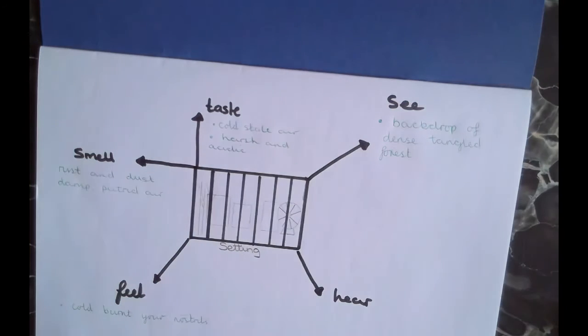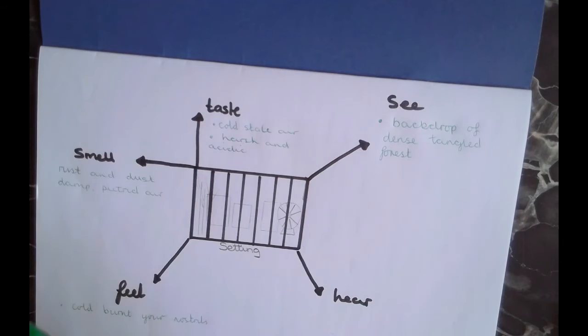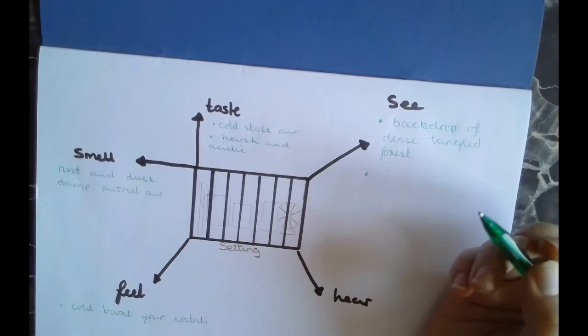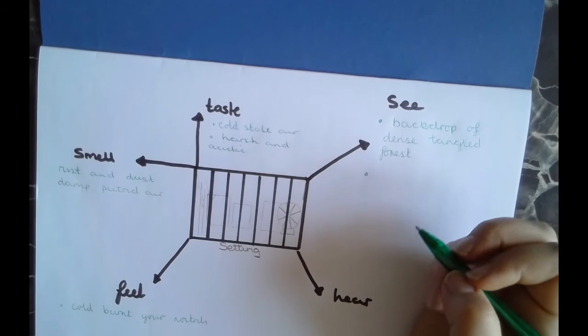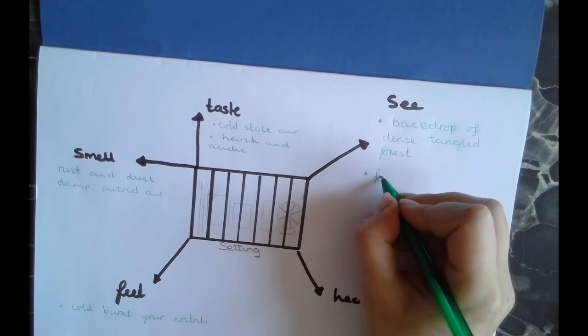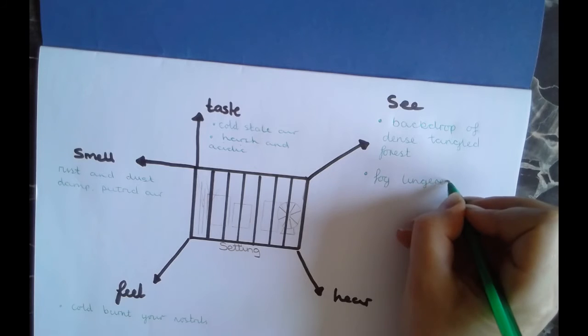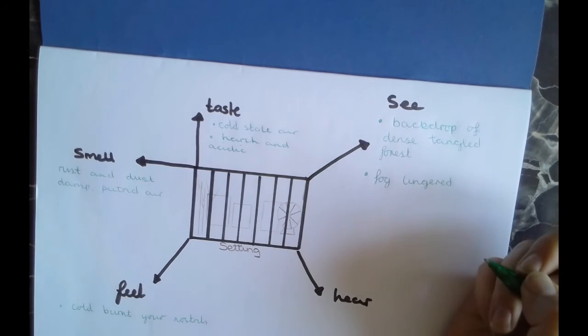And what else have we got? It's black and white, so it's quite hard, but I'm going to think about the other things I've mentioned. Damp air and harsh, stale smells. And I imagine that there'd be quite a bit of fog in a place like this, and I think that would add to that kind of spooky, menacing atmosphere that I'm trying to create. So how about fog lingered? And it's going to linger.